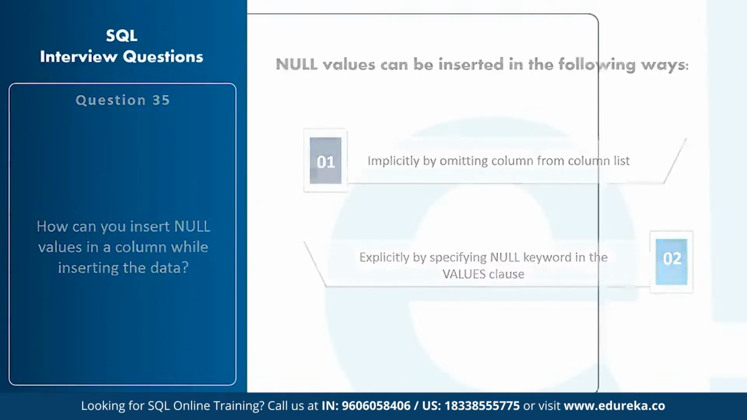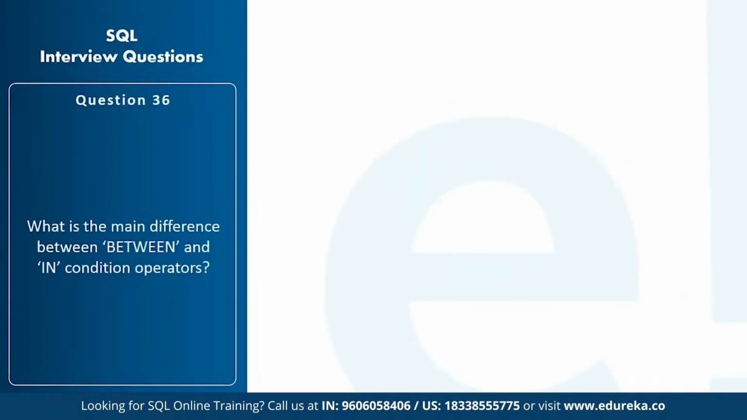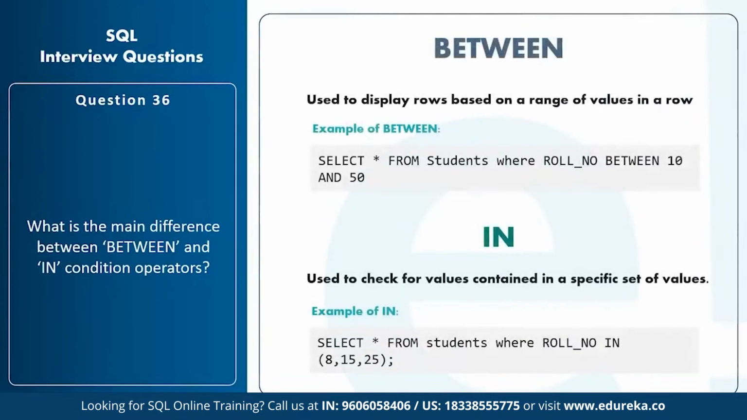Now let's move forward to the next question, that is what is the difference between the between and the in condition operators? The between operator is basically used to display rows based on a range of values in a row, whereas the in condition operator is used to check for values contained in a specific set of values. So if you have to explain with an example for between and the in condition operators, then you can use the example on the screen.